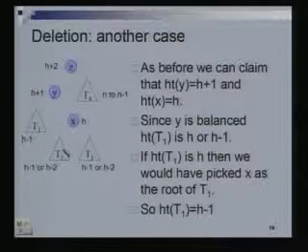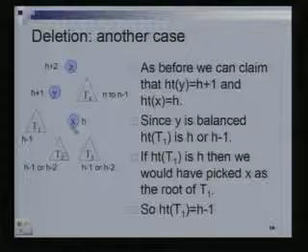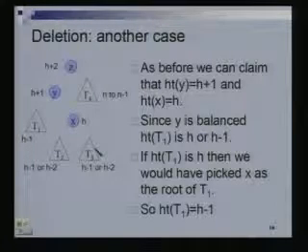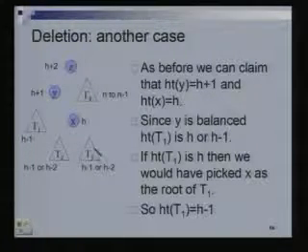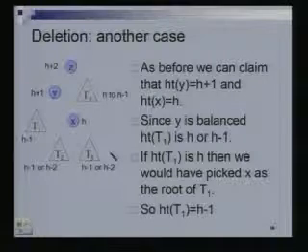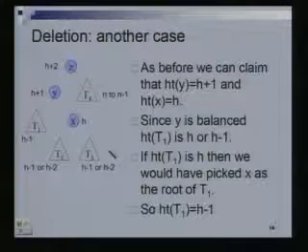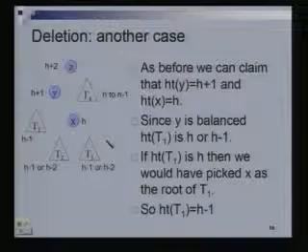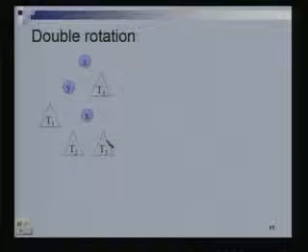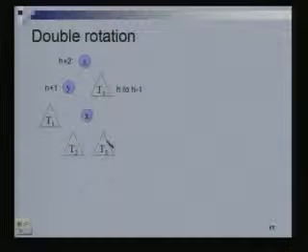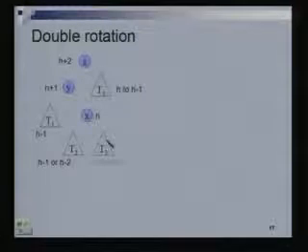And since the height of this is h, these are the same as before, h minus 1 or h minus 2 for both of them, with one of them at least being h minus 1. So this is a new picture now. Let me just copy it here. These are the heights of the various nodes and trees.